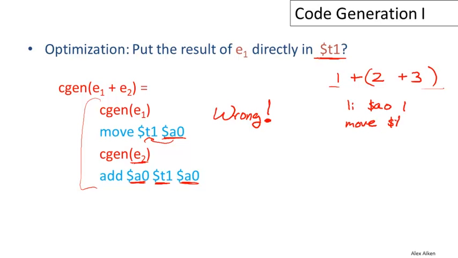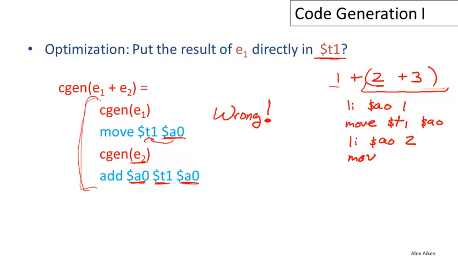We'll try to save that value in temporary register T1. And now we're going to generate code for E2. And what's E2? Well, E2 is itself a plus expression, so we're going to recursively call the code generator to generate code for 2 plus 3. So we generate code for the new first expression. So that will be a load immediate into A0 of the value 2.